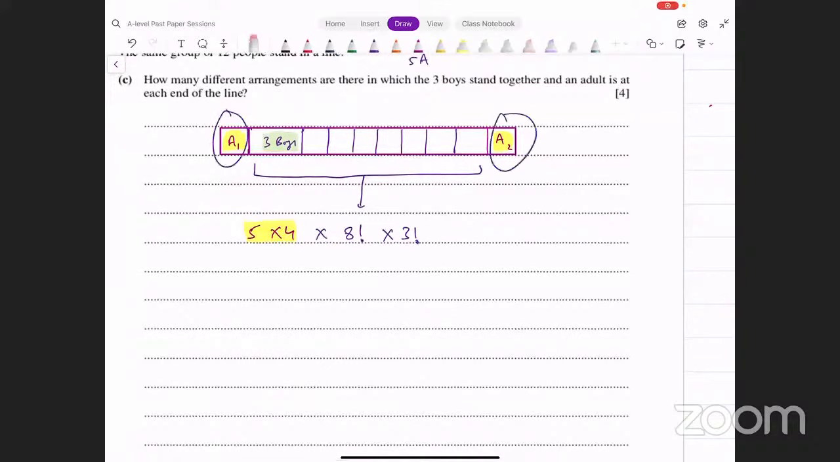Adults की कितनी arrangements होगी? 5 into 4. दरम्यान में आपके पास 10 boxes रह गए. उसमें से आपके क्योंकि boys together हैं, they end up giving us 8 boxes. And then जब हम boys को arrange करते हैं, 3 factorial वहां से आ गया, 8 factorial यहाँ से boxes को arrange करने से आ गया, and that's going to give us the final result. 5 into 4, that's 20 into 8 factorial into 3 factorial, and that is 4838400. This is going to be our final result here. ठीक है?